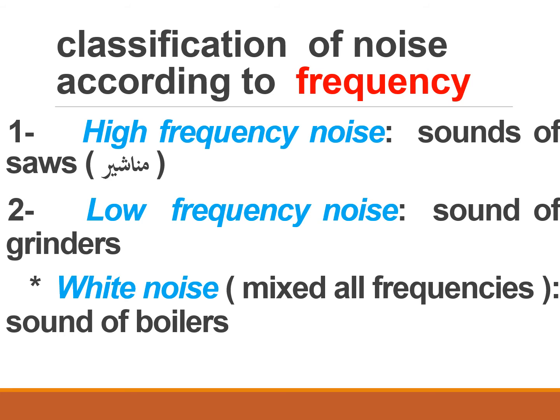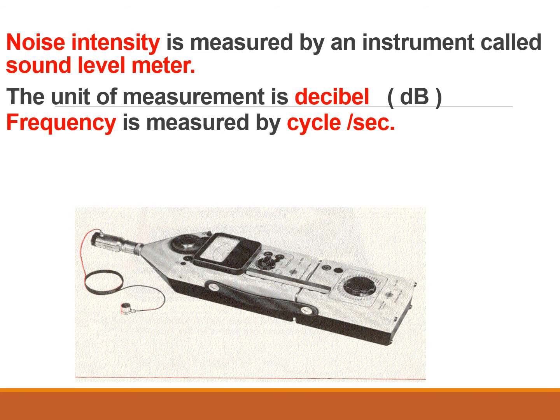Classification of noise according to frequency: high frequency noise, low frequency noise, and white noise. High frequency noise is the sound of saws. Low frequency noise, the sound of grinders. White noise, mixed of all frequencies, either high or low, the sound of boilers. Noise intensity is measured by an instrument called a sound level meter. The unit of measurement is the decibel, given by this symbol. Frequency is measured by cycles per second, as we said before.